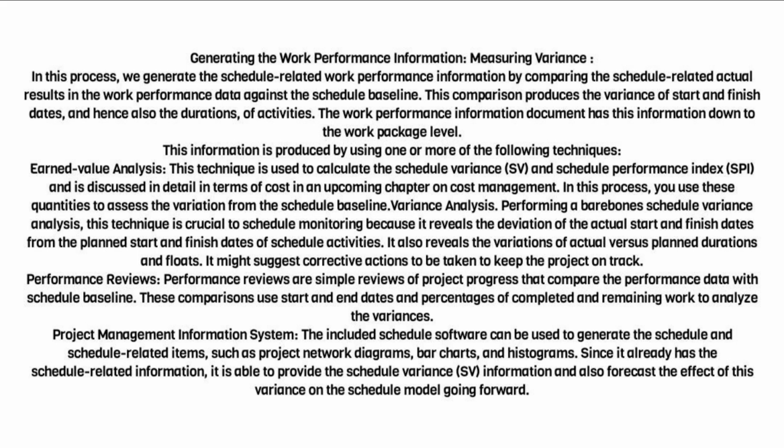Performance reviews. Performance reviews are simple reviews of project progress that compare the performance data with the schedule baseline. These comparisons use start and end dates and percentages of completed and remaining work to analyze the variances. Project Management Information System. The included schedule software can be used to generate the schedule and schedule-related items, such as project network diagrams, bar charts, and histograms. Since it already has the schedule-related information, it is able to provide the schedule variance, SV, information and also forecast the effect of this variance on the schedule model going forward.